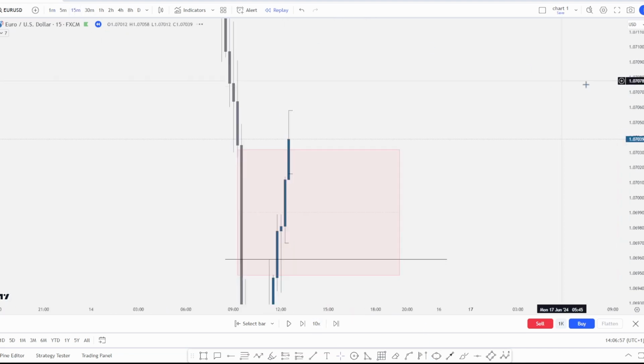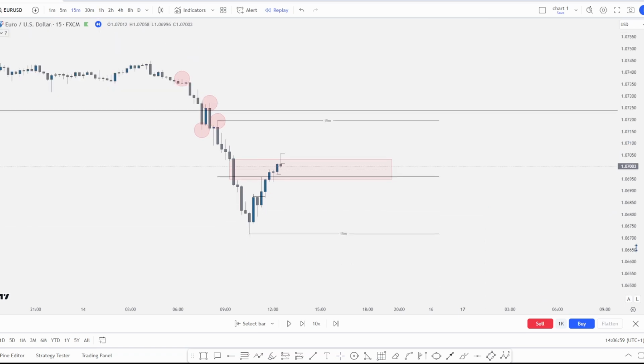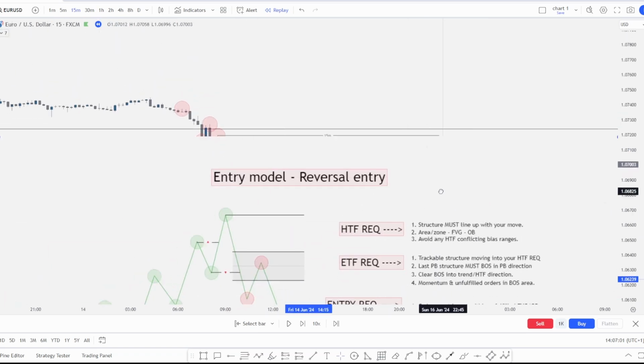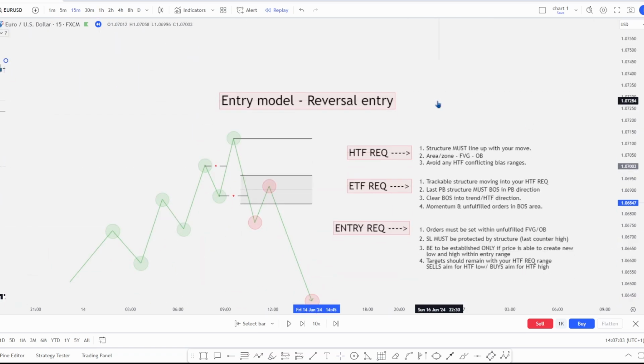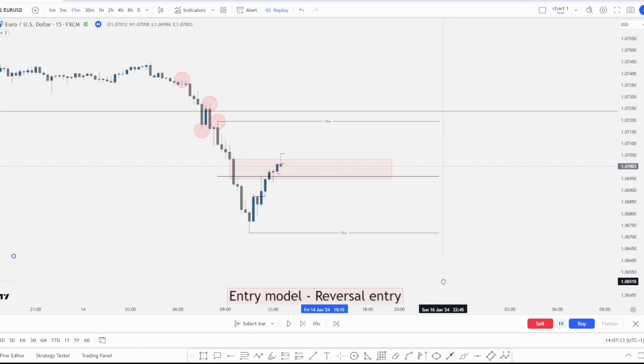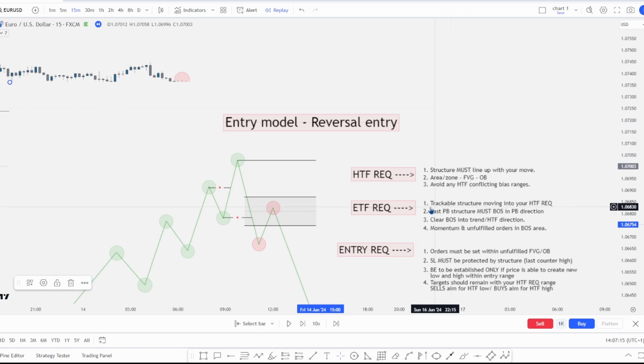So let's reference back to what our requirements are here. Requirements, higher time frame. Is it a conflicting bias? No. Do we have a clear FVG or order block? Yes, we do. Okay, brilliant. Are we in that area? Yes. Is there trackable structure moving into the high time frame requirement? Yes, there is, because we've just been tracking it.